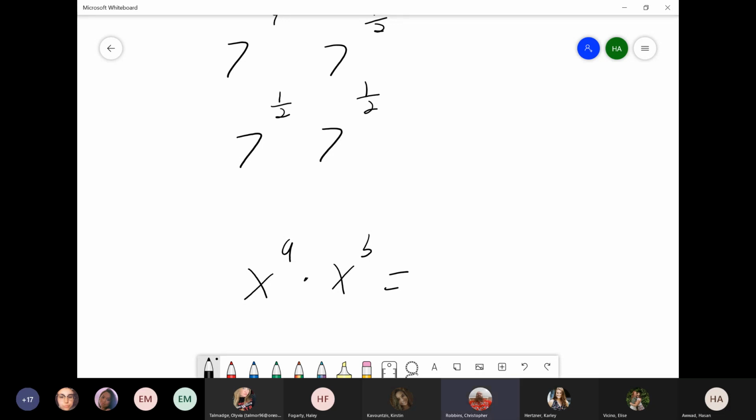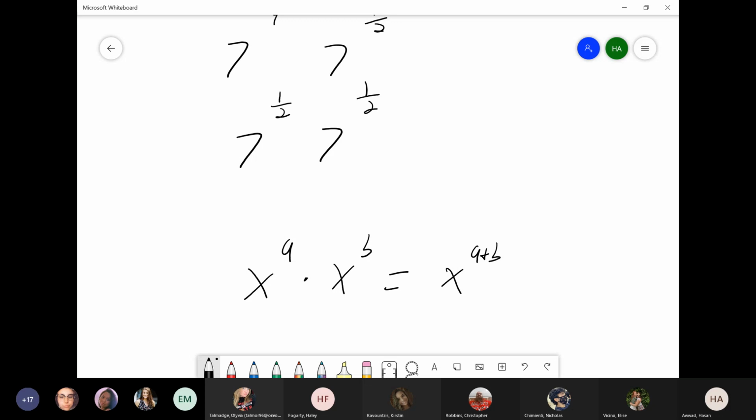X to the a times b. Nope. So Nico, help me out. X to the a plus b. X to the a plus b, exactly. The multiplication of the bases implies addition of the exponents, right? So we would end up with x to the a plus b.